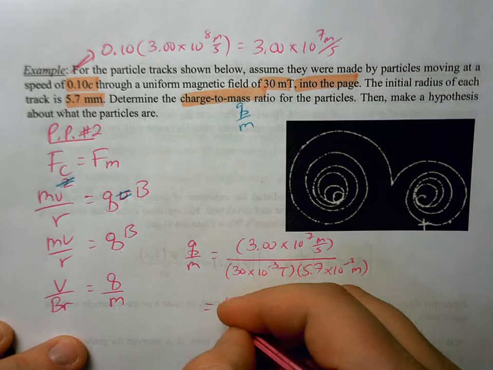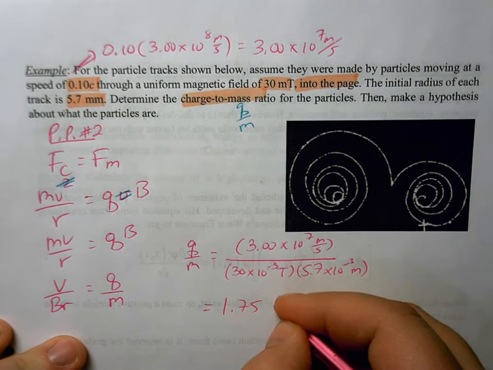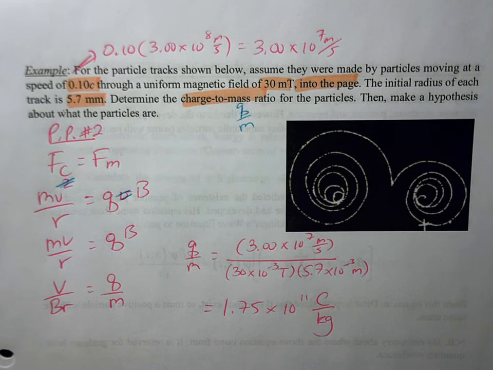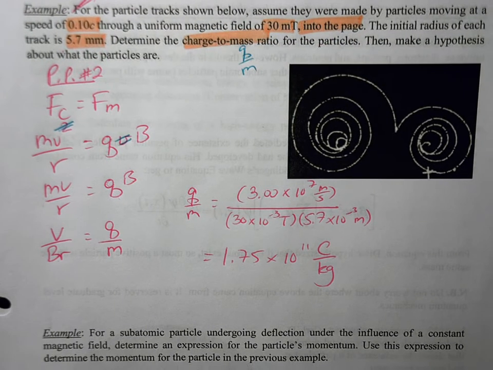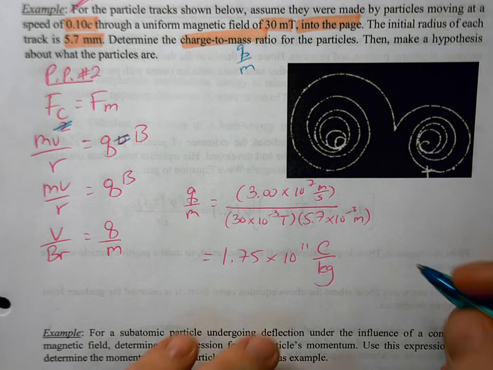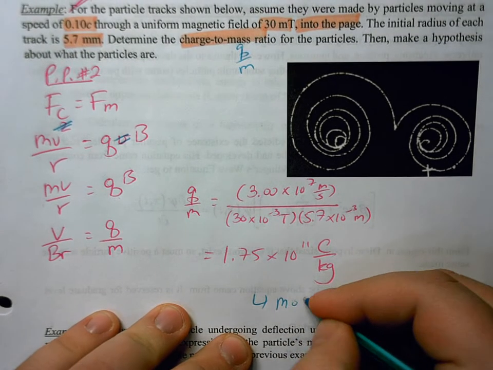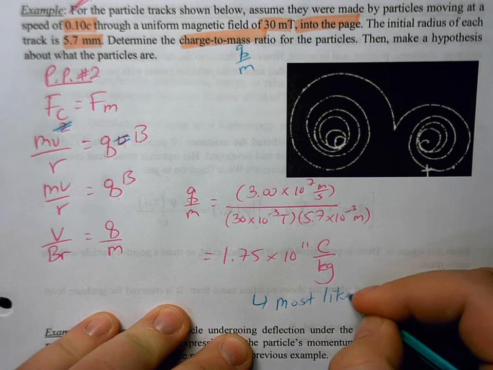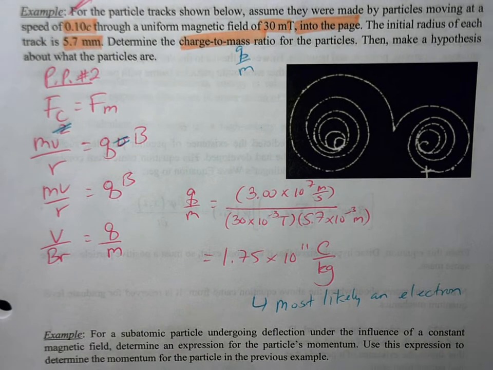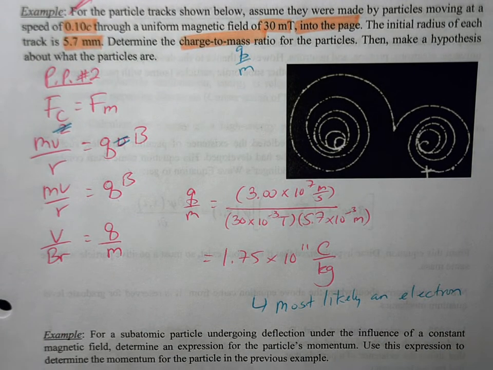So we're going to get something about 1.75 times 10 to the 11 coulomb per kilogram. Now with this charge to mass ratio, this is very, very similar to that of the electron. So we're going to say that this is most likely an electron. We've just been asked to make a hypothesis, so we can't say definitively it's an electron, but we could say there's probably a good chance it is an electron.